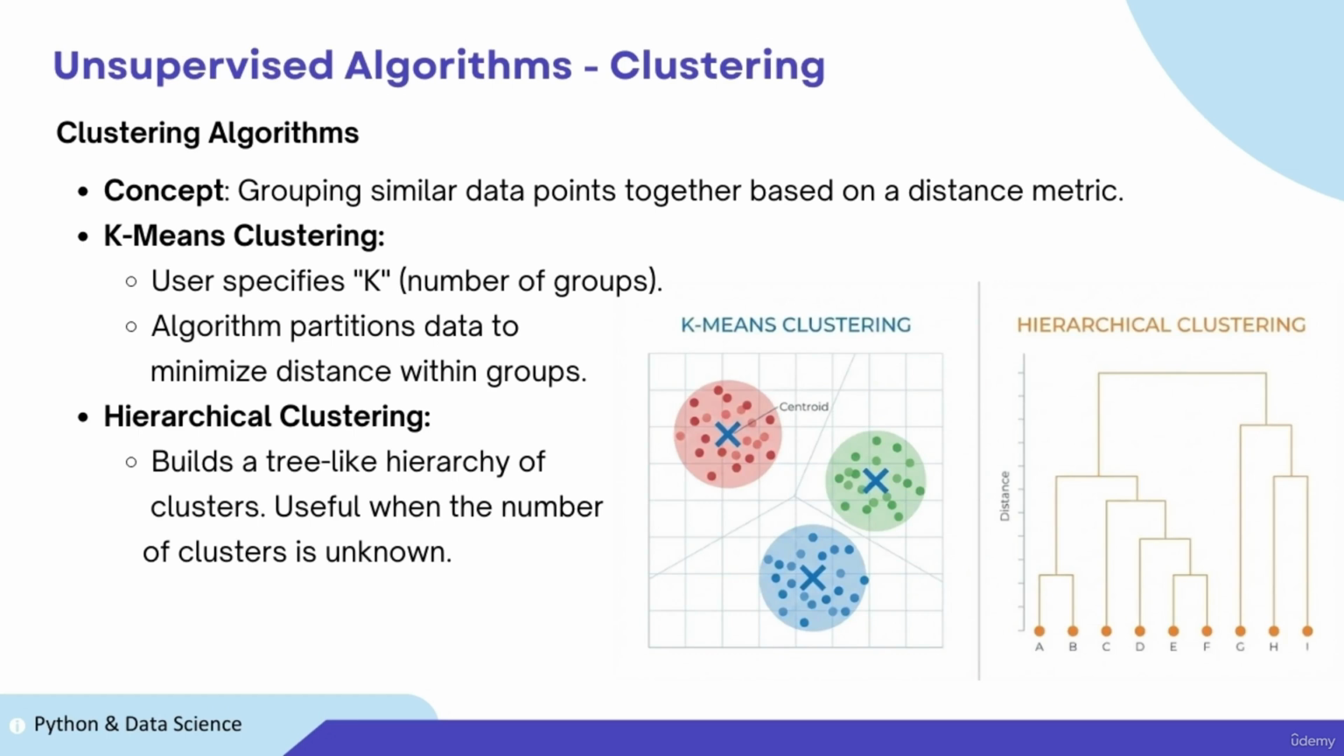The two most common algorithms for this are k-means and hierarchical clustering. On the left, k-means. Here, you specify k, which is the number of groups you want. If you say k equals 3, the algorithm finds 3 central points, called centroids, marked by the blue x's, and groups the data around them. On the right, hierarchical clustering. This builds a tree-like structure called a dendrogram. This is useful when you don't know how many groups you should have. You can cut the tree at different levels to see broader or more specific relationships.